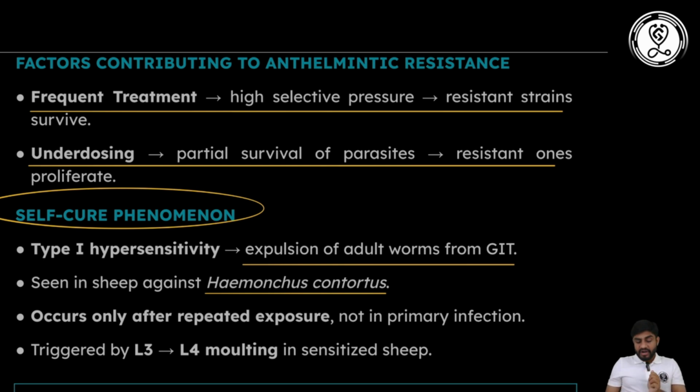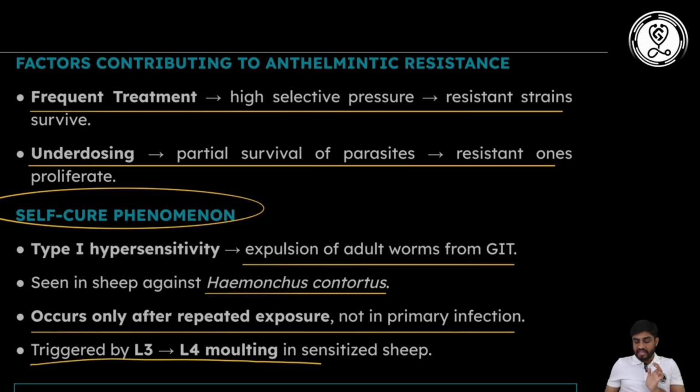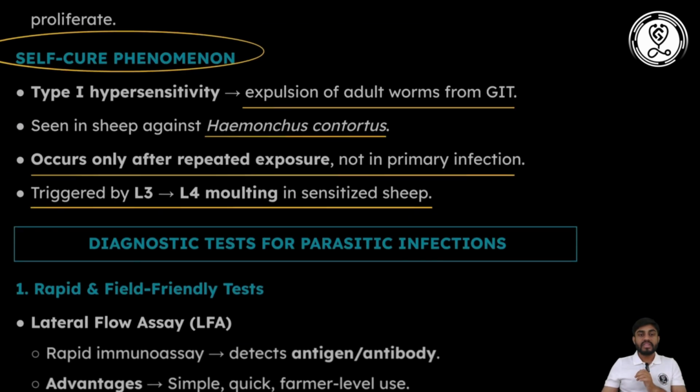But this condition occurs only after repeated exposure. For primary infection, it is not applicable. It is seen only after repeated infection, and it develops due to type 1 hypersensitivity triggered by L3 larva. L3 larva will molt into L4. So this is how the self-cure mechanism works. Many times a question is asked in the examination: what is the self-cure phenomenon, and by which type of larva is it triggered. So remember these points.